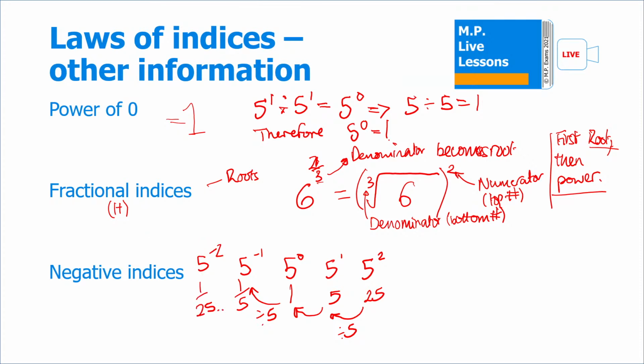So let's say if we have, we'll use a letter this time, x to the minus 3. What you do is you take the reciprocal. So that's 1 divided by something. So that'll be 1 divided by x cubed, and since you put it in the reciprocal, you turn it around. That's how you write a negative index, or a negative power.